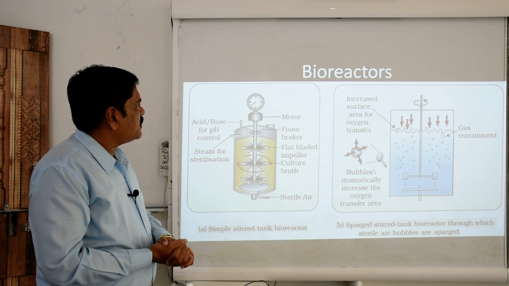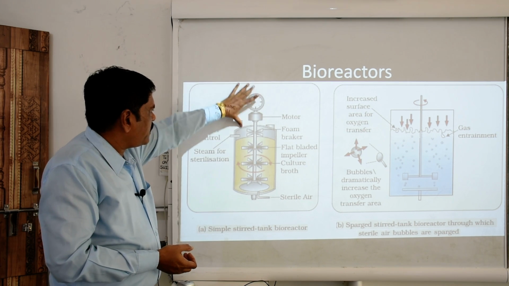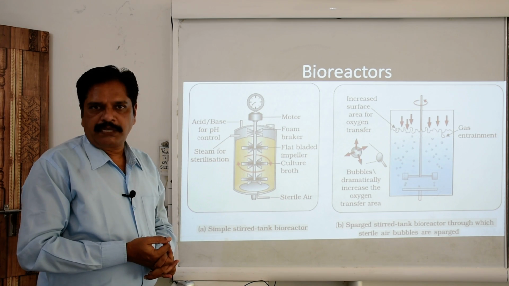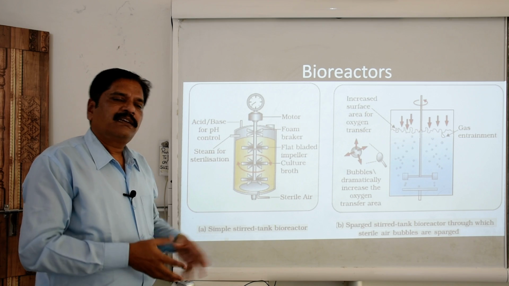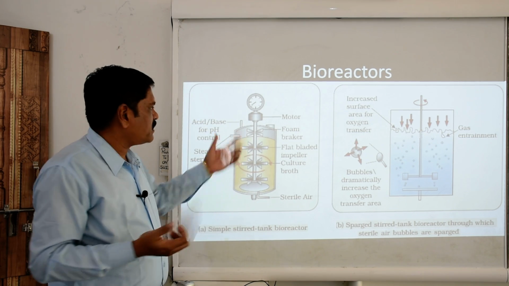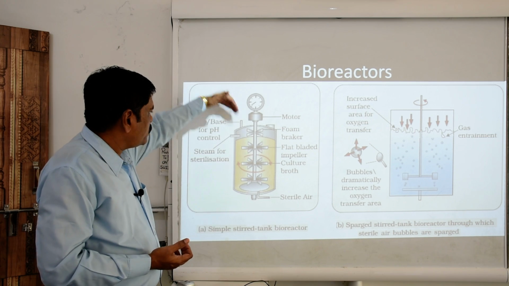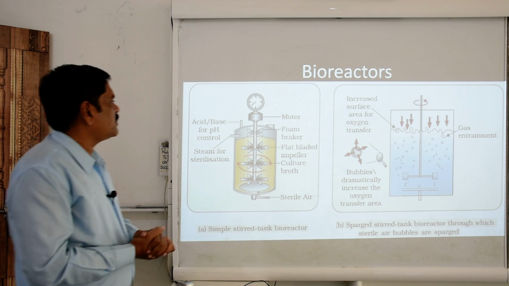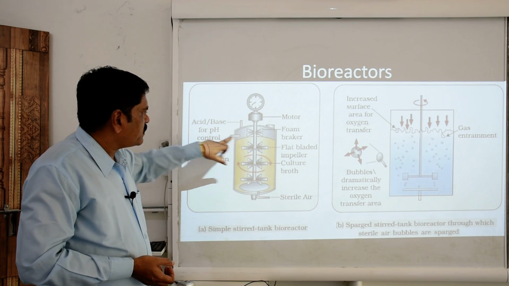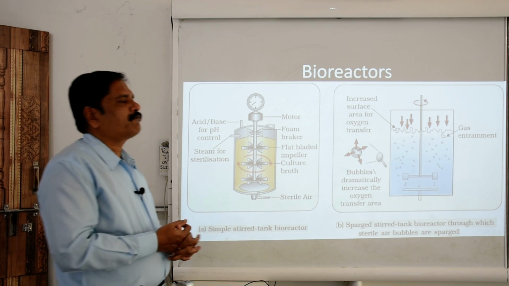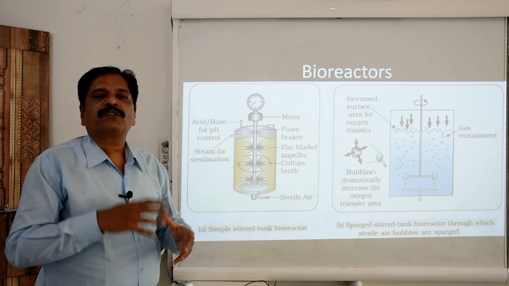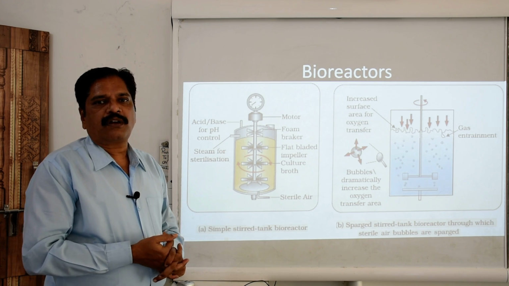Clear? And from this side we can add acid or base to maintain the pH. If the medium is acidic, then you have to add a base, and if the medium is basic, then you need to add acidic content. Then here we have to insert steam forcefully, just to keep it sterile in nature. That means other organisms are not allowed to grow.